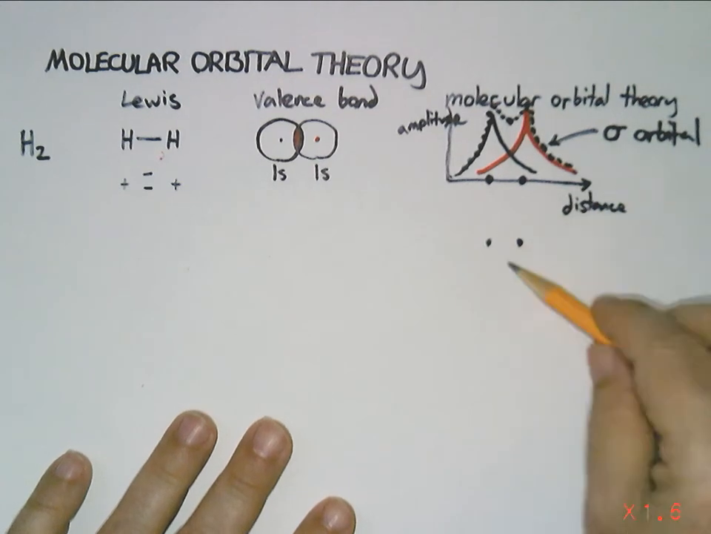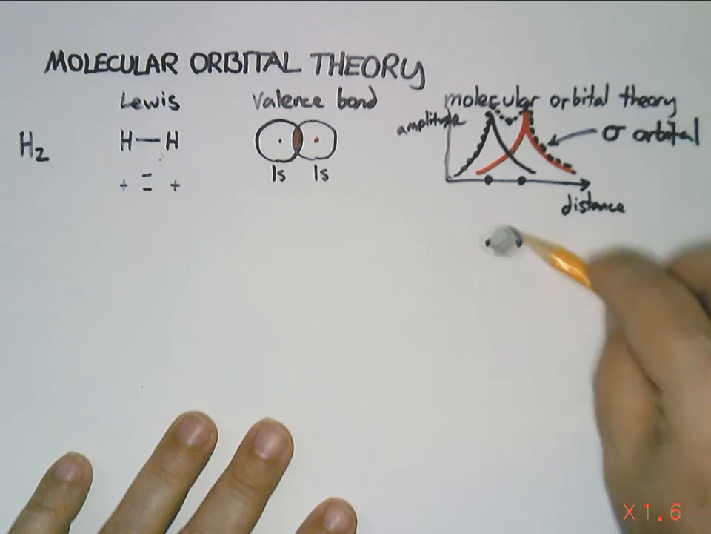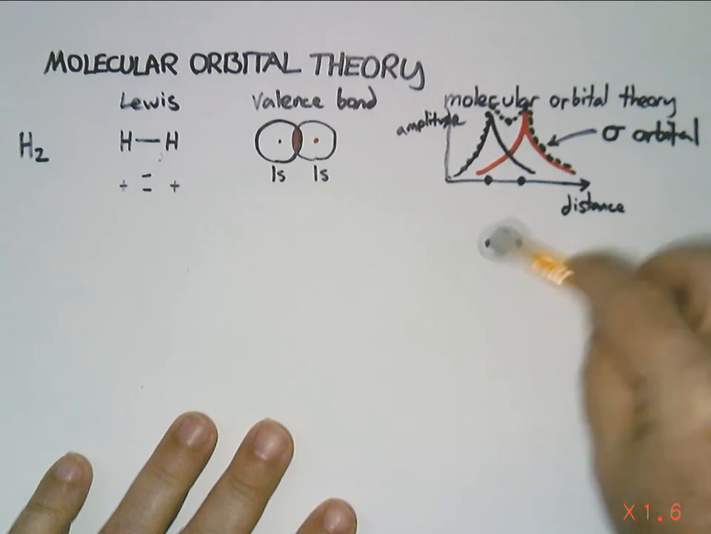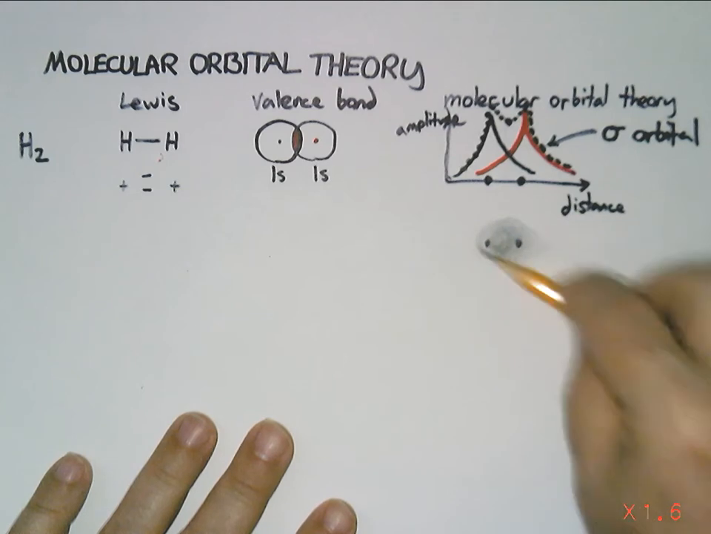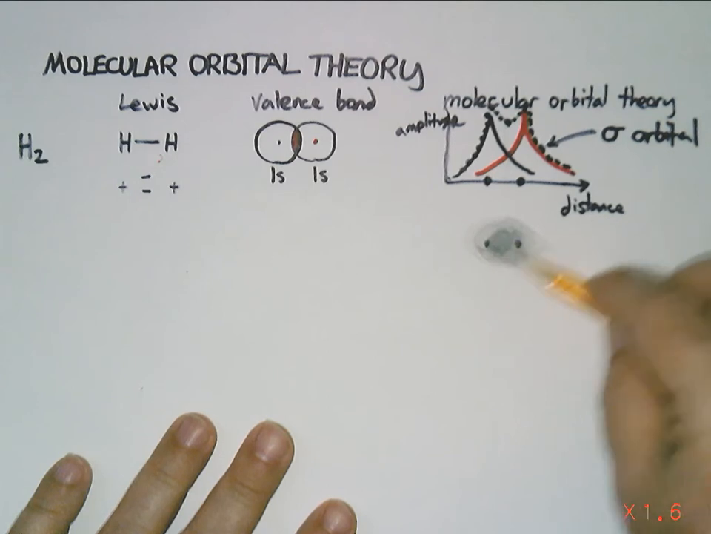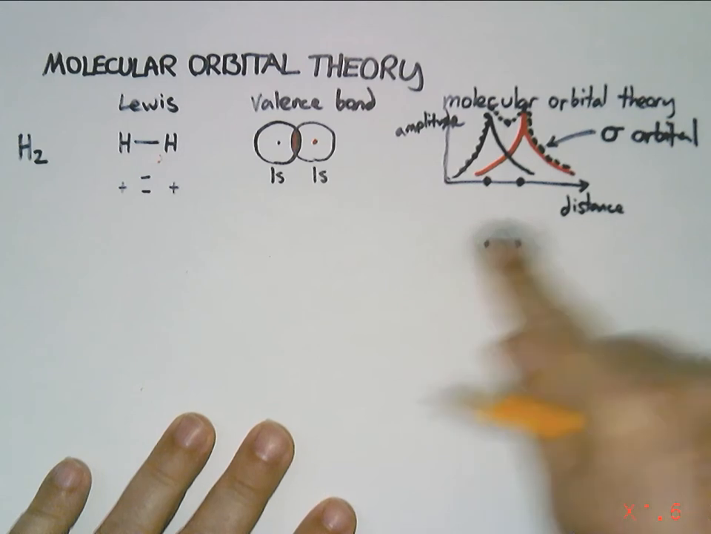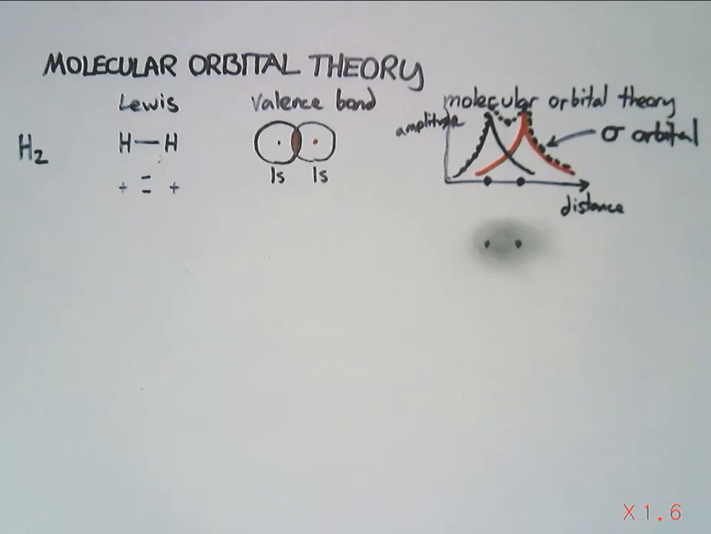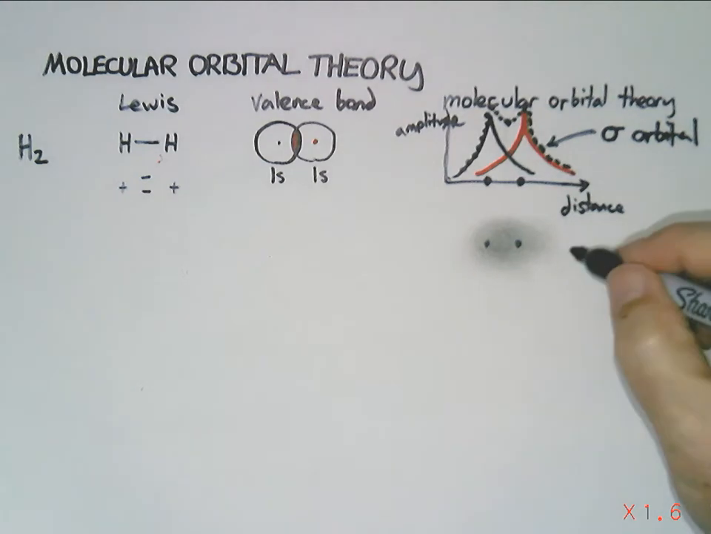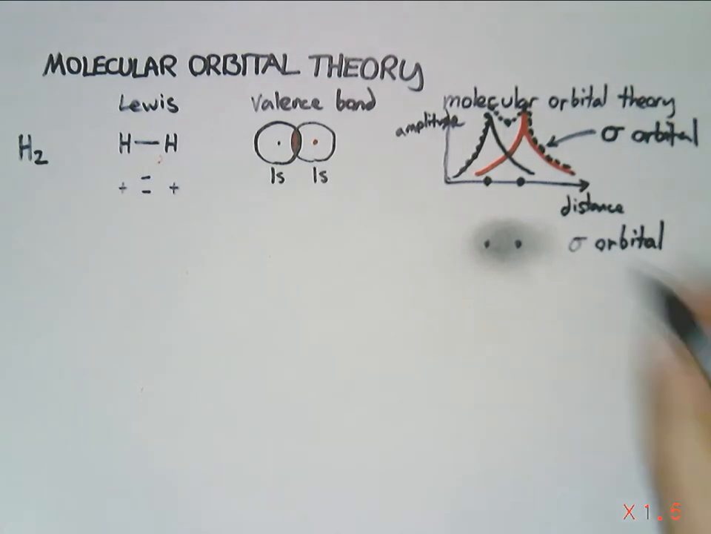And if I draw this in 3 dimensions, what I'll get is a cloud. It'll be very thick here, and it'll just kind of fade out as I go out. So where I'm drawing it darker is where there's a big buildup of negative charge. And that's what a sigma orbital would look like. That is what the ground state of the H2 molecule would look like.